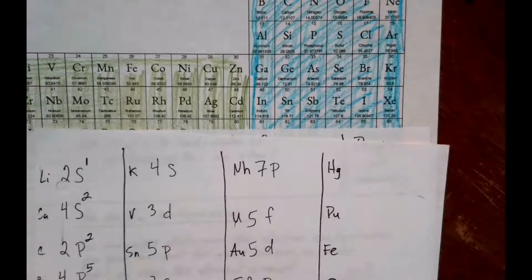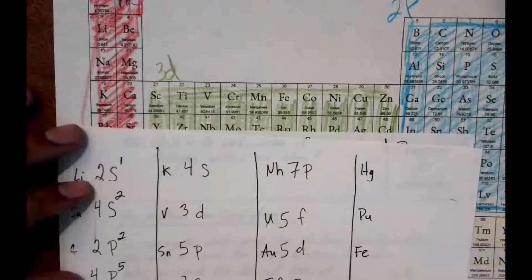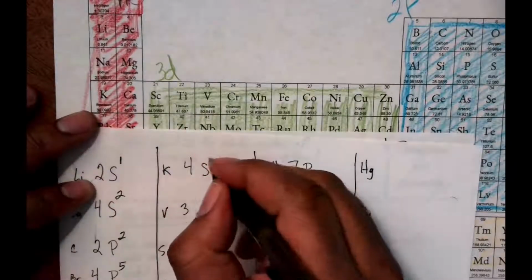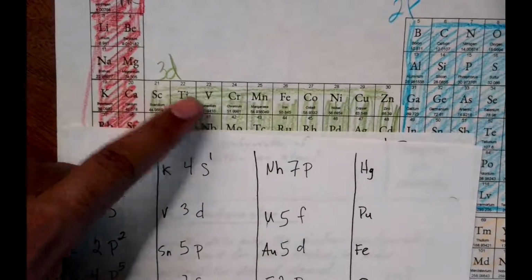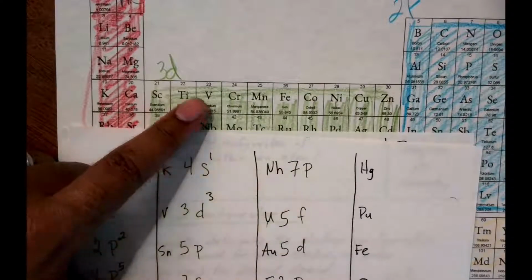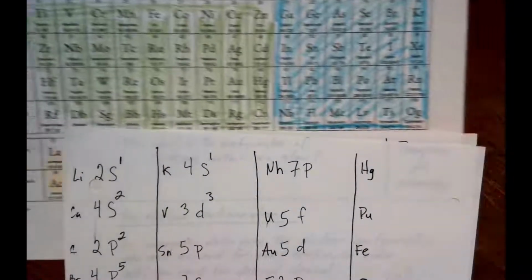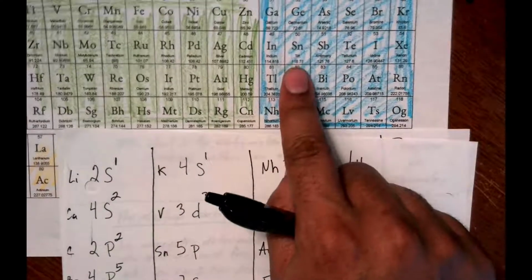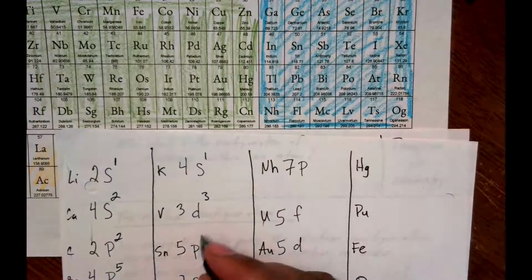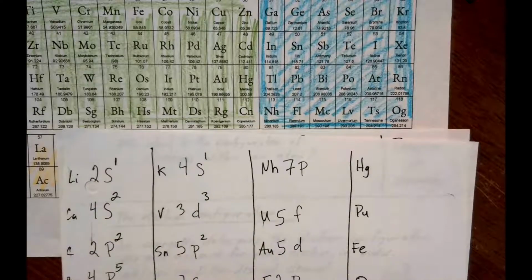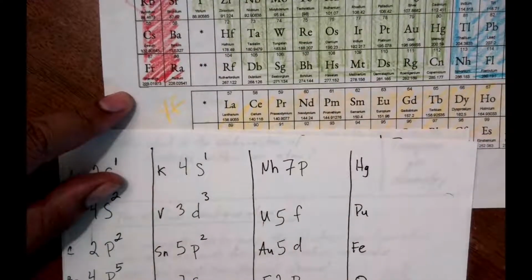So I'm going to run through the next ones a little bit quicker, I hope. So this is 4s1. V, okay, here, this is 3d3. Sn is over here somewhere, okay? This one is 5p2. We went down 2 apartments. And then Fr here is 7s1.